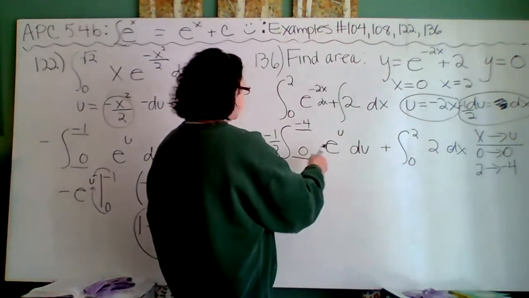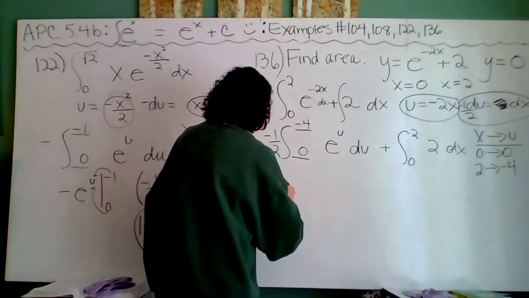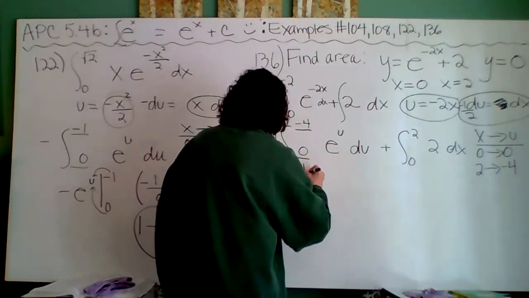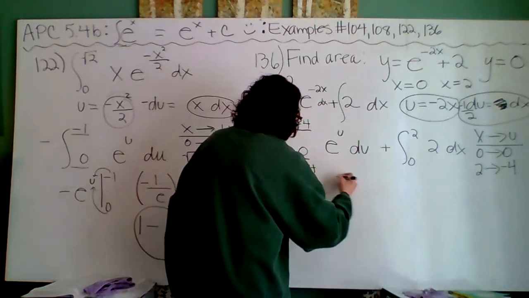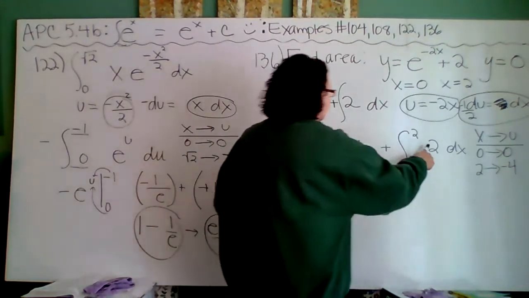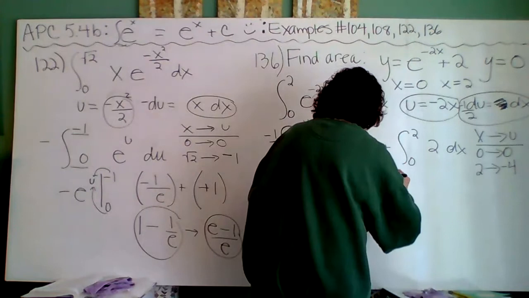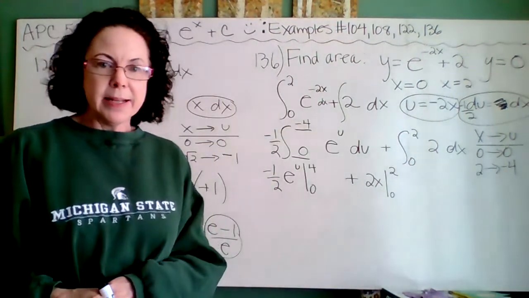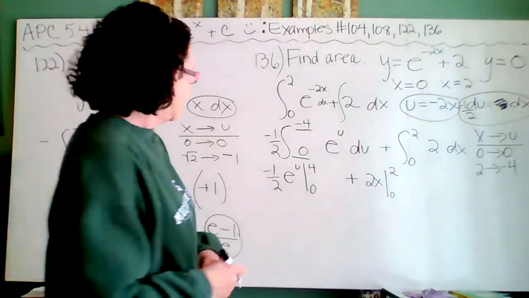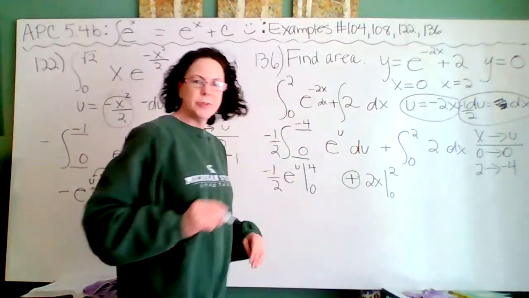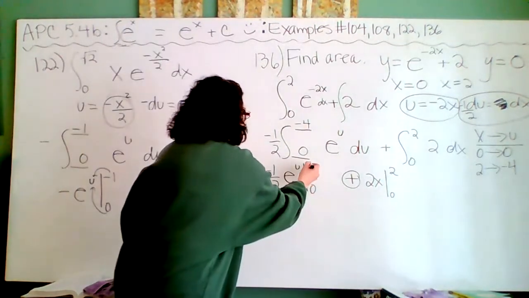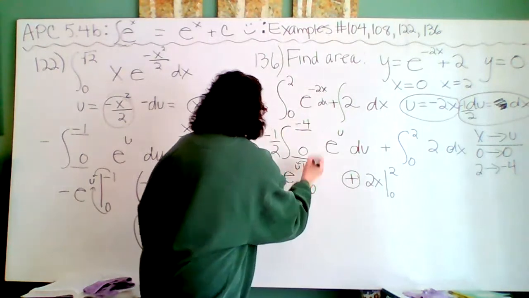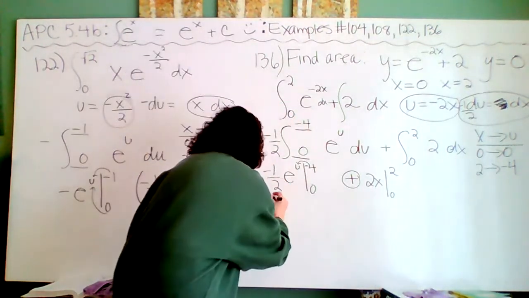All right, so -1/2. The integration of e to the u is e to the u, and I will evaluate that from 0 to -4. Plus the integration of 2 is 2x from 0 to 2. I'm going to do an f of b minus an f of a for both. Here we go. And I'll put the plus sign in between. Okay, here we go. I'm going to put this one in. That would be, oh, forgot my negative. There we go. Okay, -1/2.